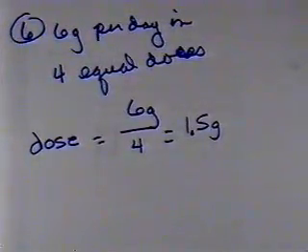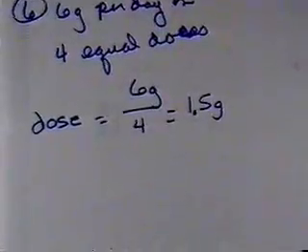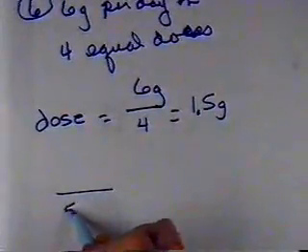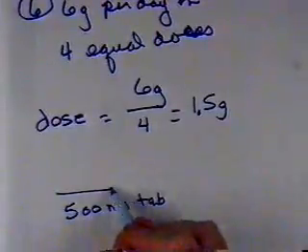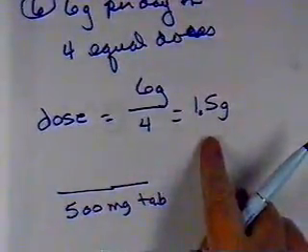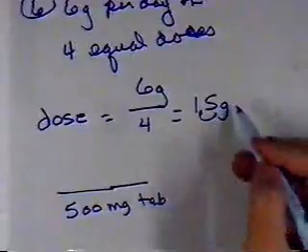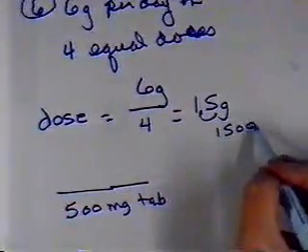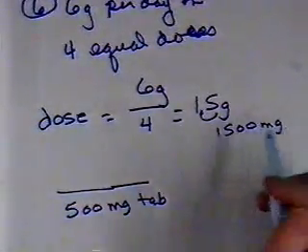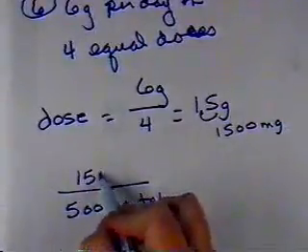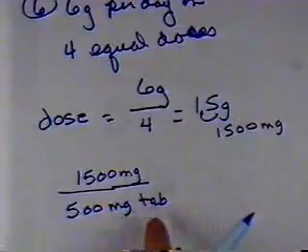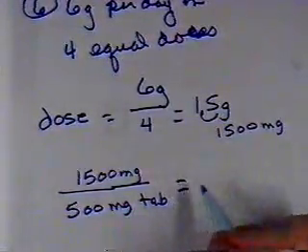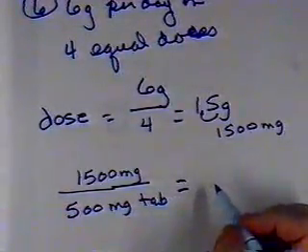Then we have 500 milligram tablets. If I have 500 milligram tablets, I'm going to convert to milligrams. So I go 1, 2, 3, make sure you have the same label. Make sure you have tablet on the bottom. And so how many tablets?